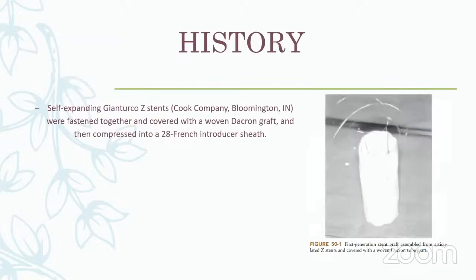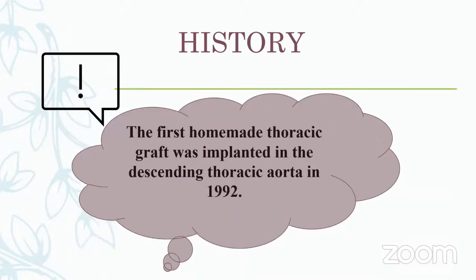Endovascular stent graft technology initially targeted the abdominal aortic aneurysm, introduced by Parodi, in which the first stent was a self-expanding Z stent, fastened together and covered with a woven Dacron graft and then compressed into a 28 French introducer sheath. The first homemade thoracic graft was implanted in the descending thoracic aorta in 1992.